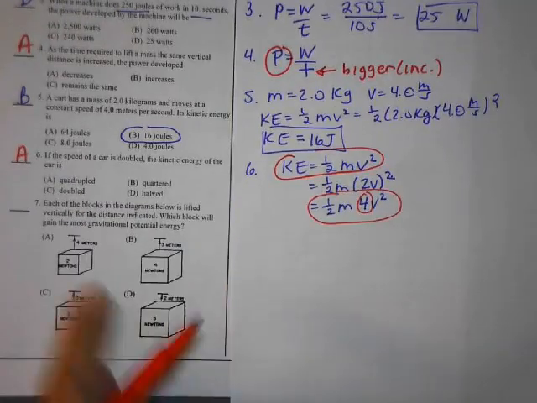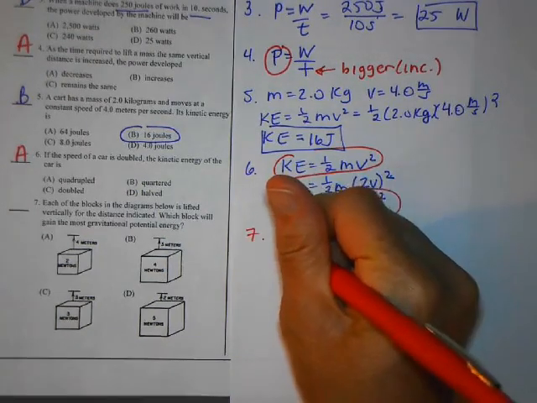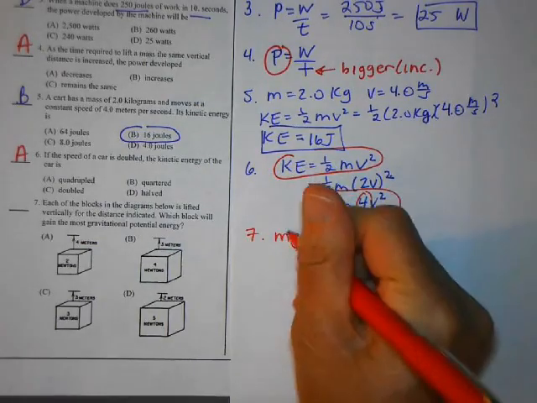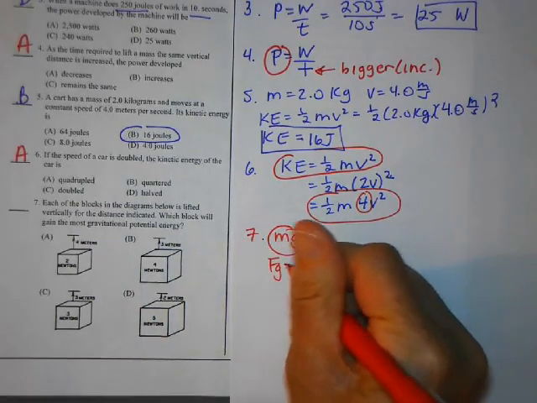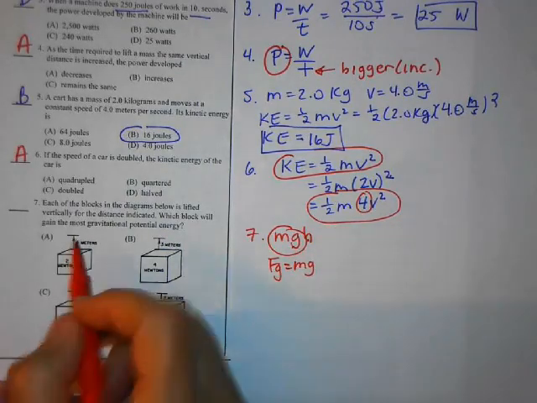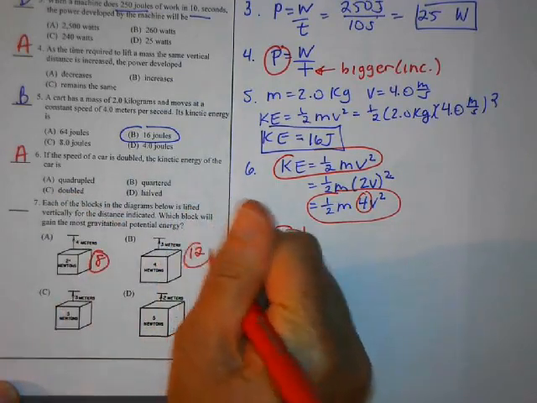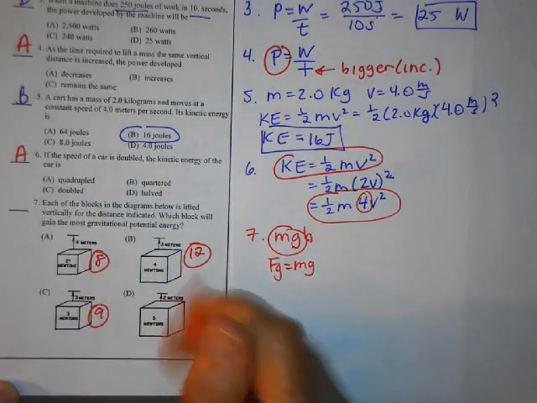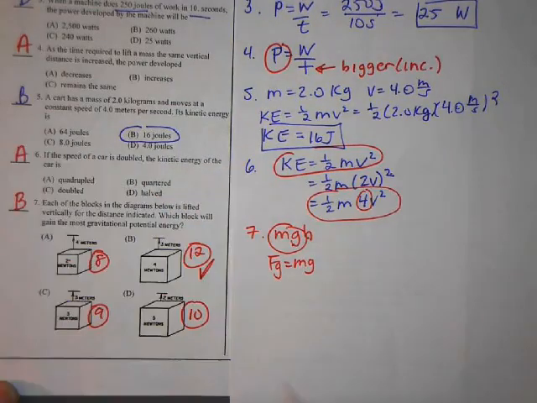Number 7. Each of the blocks in the diagrams is lifted vertically for the distance indicated, which has the greatest gain in gravitational potential energy? Well, I know that gravitational potential energy is mgh. Well, they don't give me the mass, they give me newtons. Well, newtons is mg, because F of g is mg. So this is basically the weight times the height. So I just have to multiply them. So 2 times 4 is 8. 3 times 4 is 12. 3 times 3 is 9. And 5 times 2 is 10. So the one that has the largest number is this one. So the answer is going to be B.